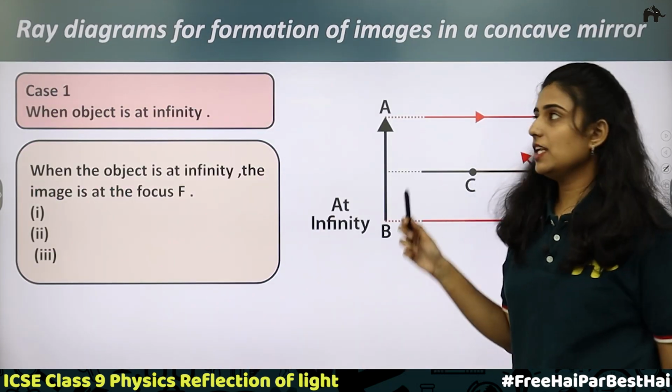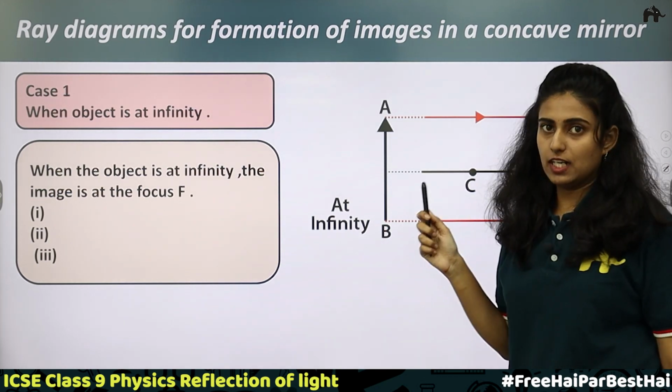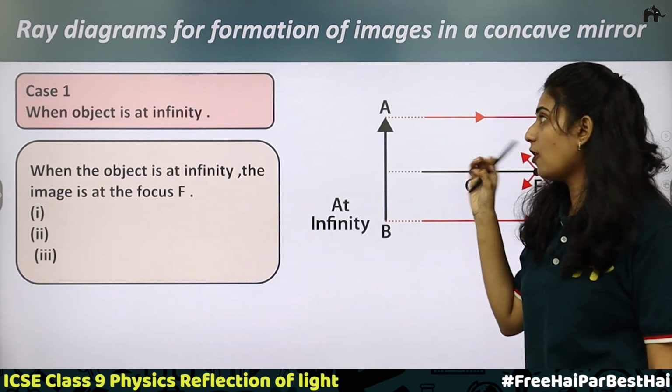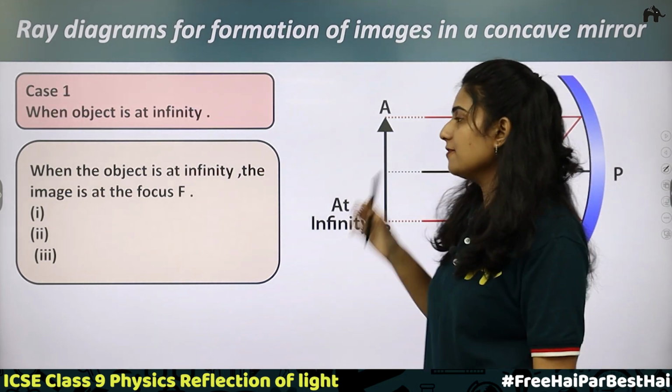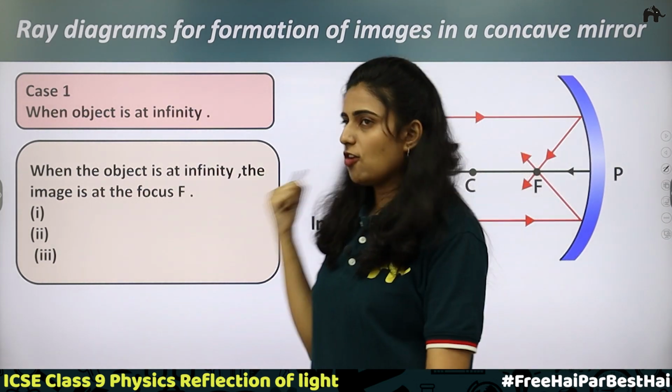Okay. Now we will draw ray diagrams for the formation of images in the case of a concave mirror. So 6 cases we will be discussing for a concave mirror and 2 cases in the case of a convex mirror. So the first case is when the object is at infinity. This we have already discussed.